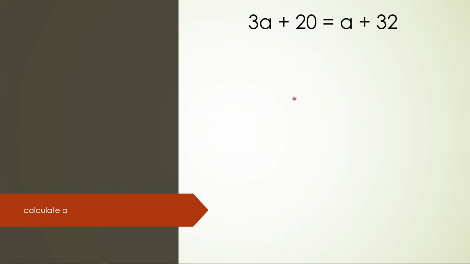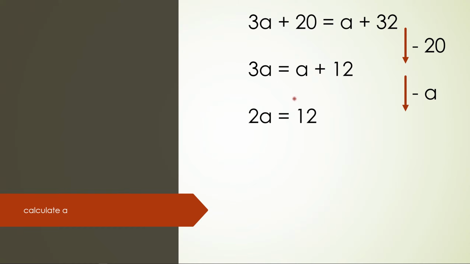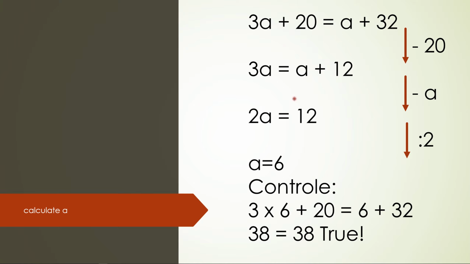Let's look for the next one. 3a plus 20 plus a equals a plus 32. You can try this yourself again. Just click pause on the video. That's enough. Well, just get rid of the 20 on the left side, minus 20. I will speed through this a little faster because it's the same thing over and over. Okay, well, now just get rid of the a on the right side, minus a, left side 2, divide by 2. The answer is 6. Control it, and it's true.